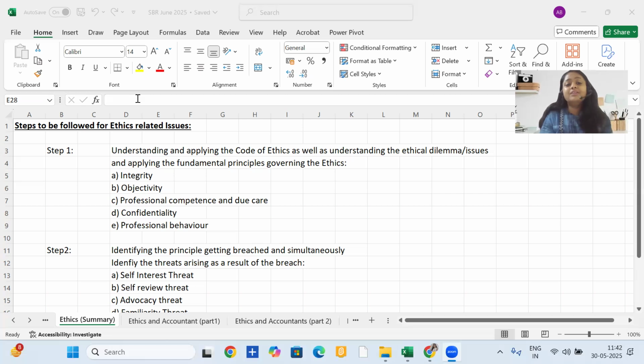The 5 pillars, or the 5 principles of the code of ethics, are integrity, objectivity, professional competence and due care, confidentiality, and professional behavior. Just to give you a deeper understanding of these 5 principles, because they are the core base for any answers that you write, I have also prepared a summary for you.